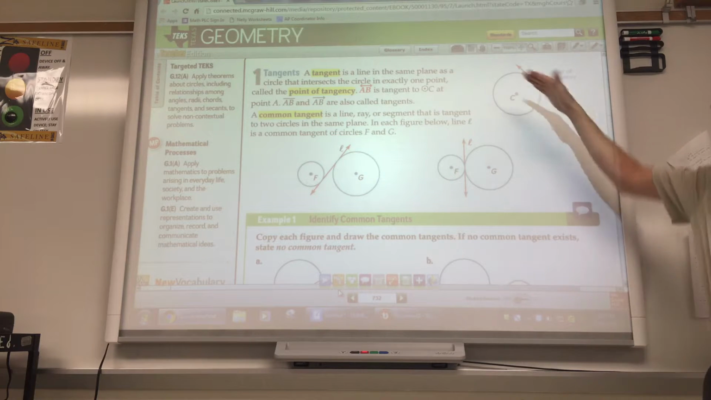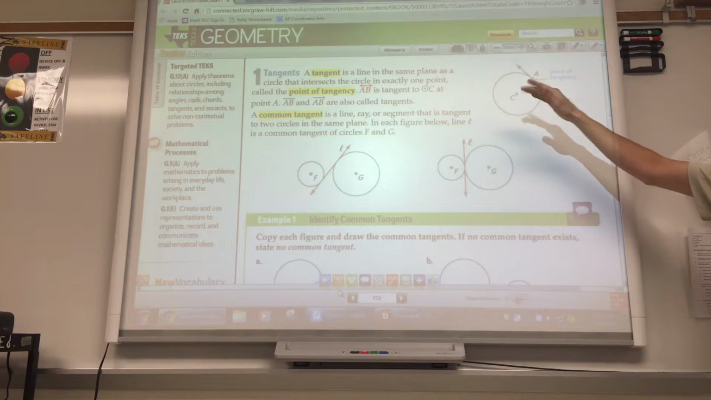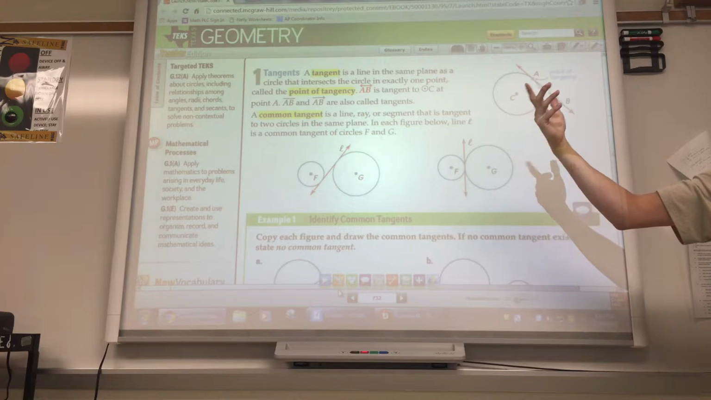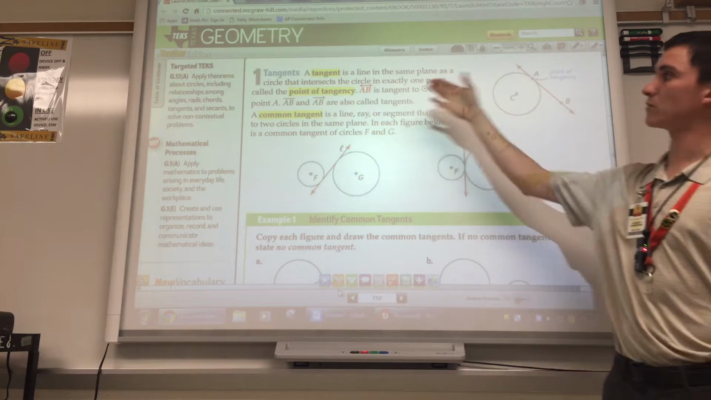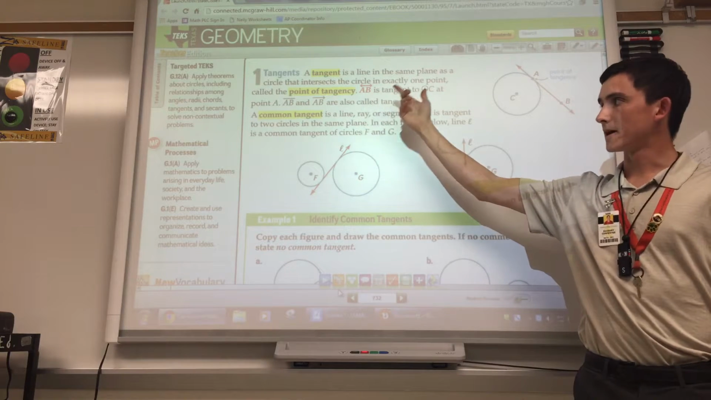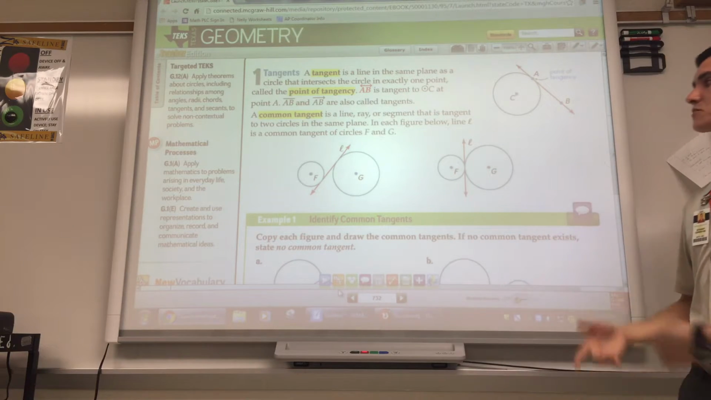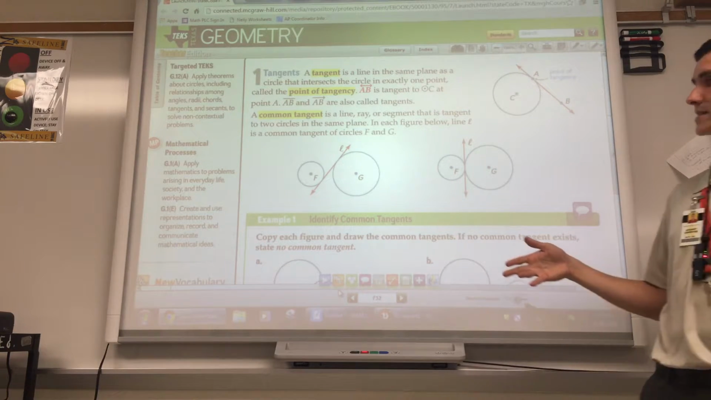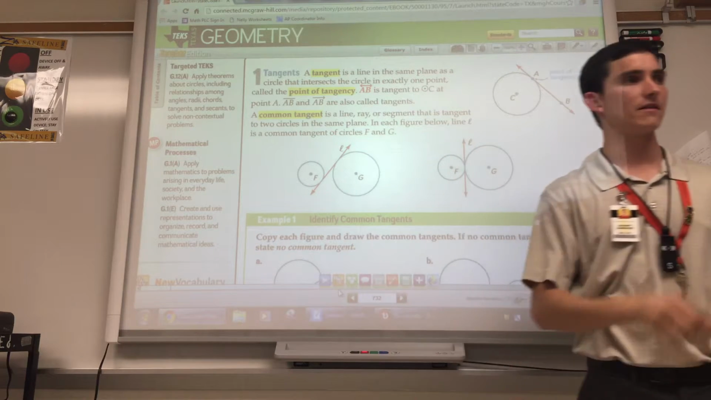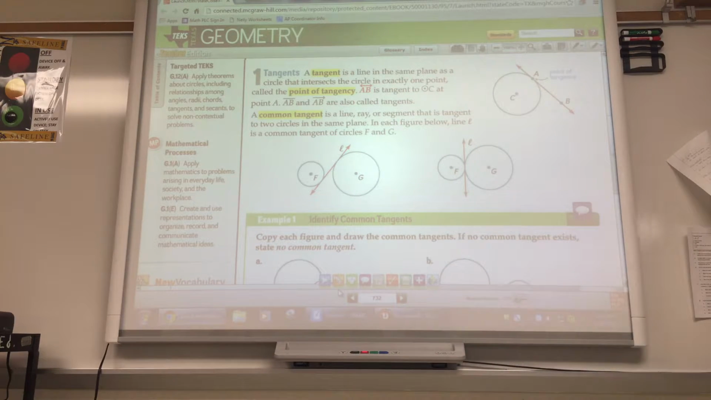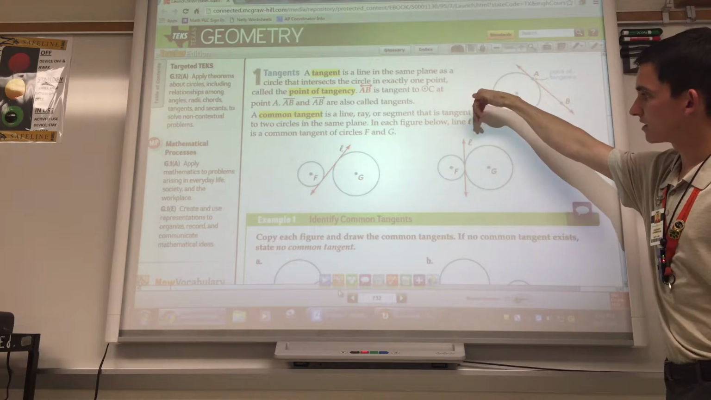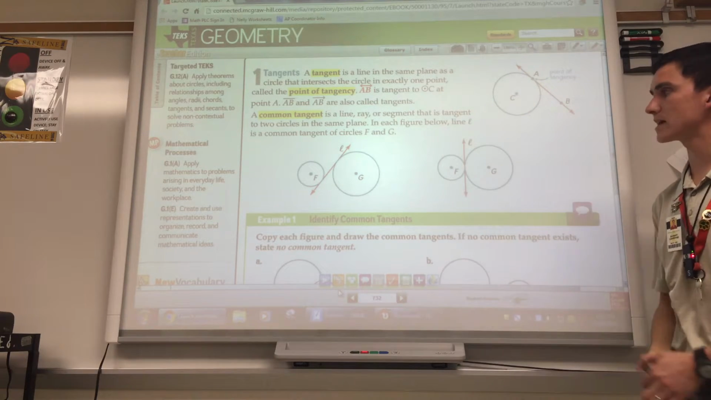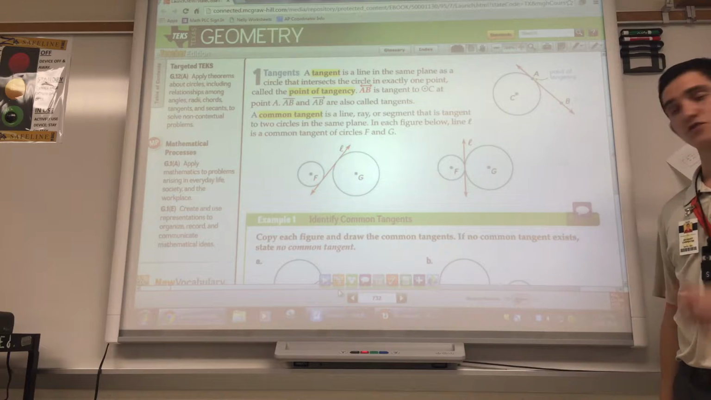When you have a tangent line, it's touching that circle in how many spots? One spot, by the definition of what it means to be tangent. That one spot is the point of tangency. A common tangent is when you're talking about multiple circles. They have a common tangent if you can draw a line that hits each of those circles in only one spot. So this one has a common tangent right here. It actually has more than one common tangent. There are two more that I can see.